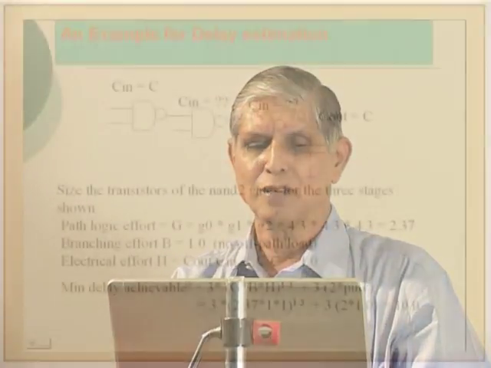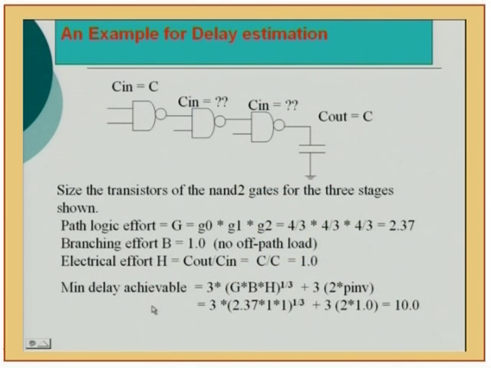No path offloads. And the electrical effort, I repeat, don't do H1, H2, but C out by C in, C by C, which is 1. So the minimum delay is achievable when F is GBH, the total path delay is G into B into H, B of course is 1 in our case right now till I do otherwise. So I substitute G equal to 2.37, B 1 and H 1, and since this is a 3 stage circuit, N is 3, so F to the power 1 by N is GBH to the power 1 by 3, N F to the power 1 by N plus P.